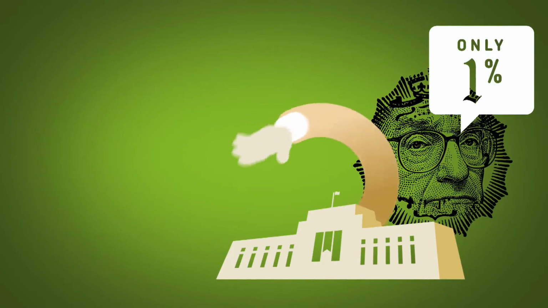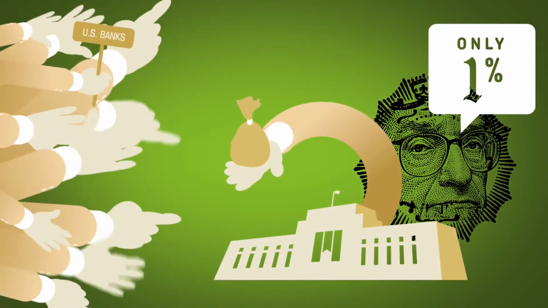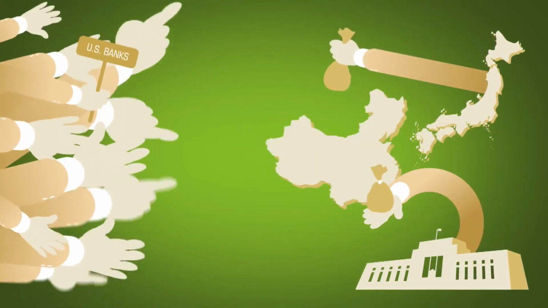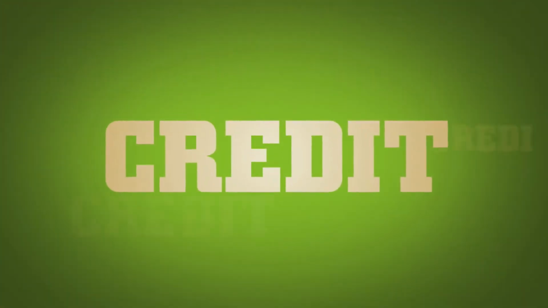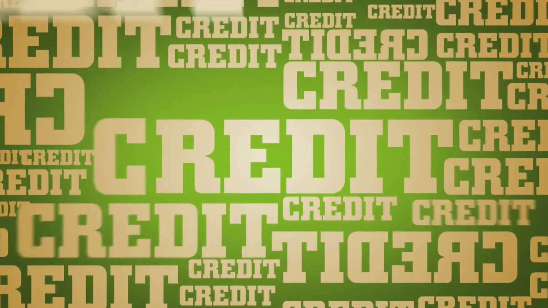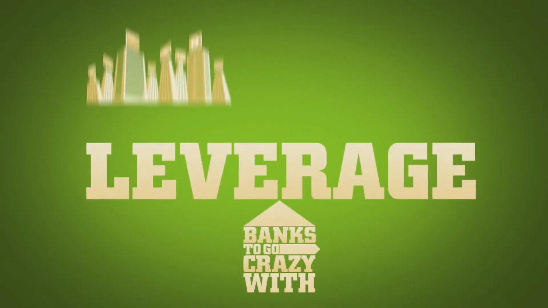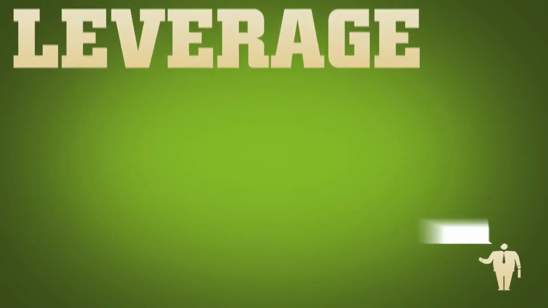On the flip side, this means banks on Wall Street can borrow from the Fed for only 1%. Add to that general surpluses from Japan, China, and the Middle East, and there's an abundance of cheap credit. This makes borrowing money easy for banks and causes them to go crazy with leverage. Leverage is borrowing money to amplify the outcome of a deal.